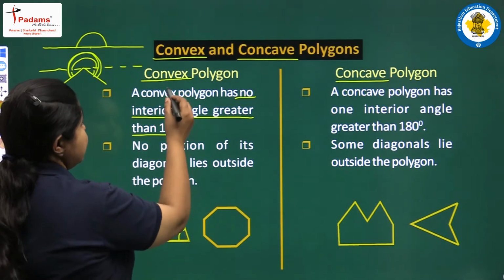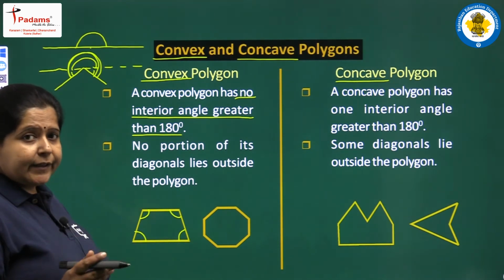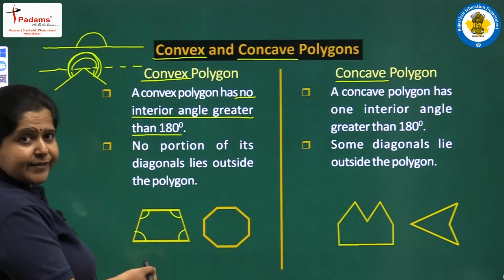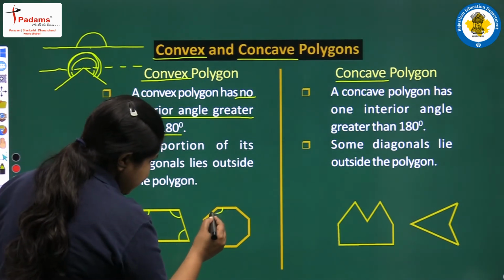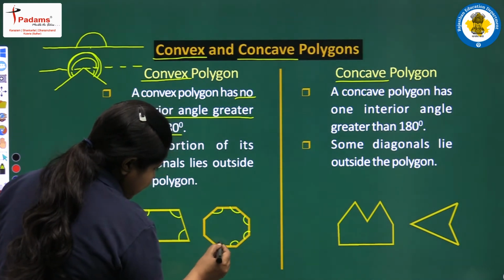In case of convex polygon, no angle is greater than 180 degree. All the angles are less than 180 degree as it is visible in this figure. Here also all the angles are smaller than 180 degree.